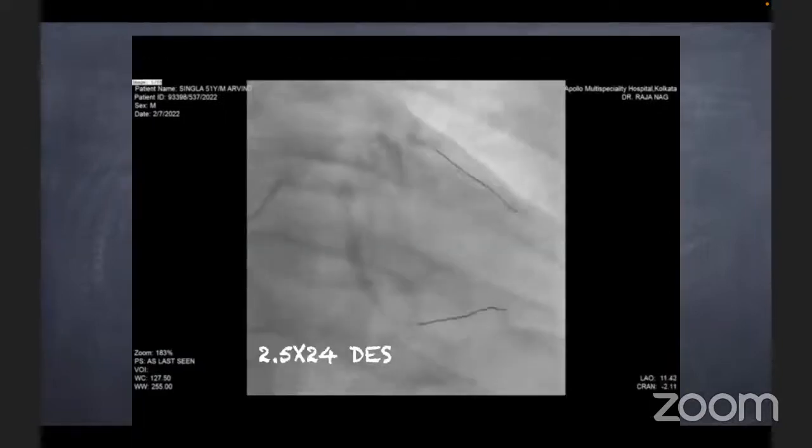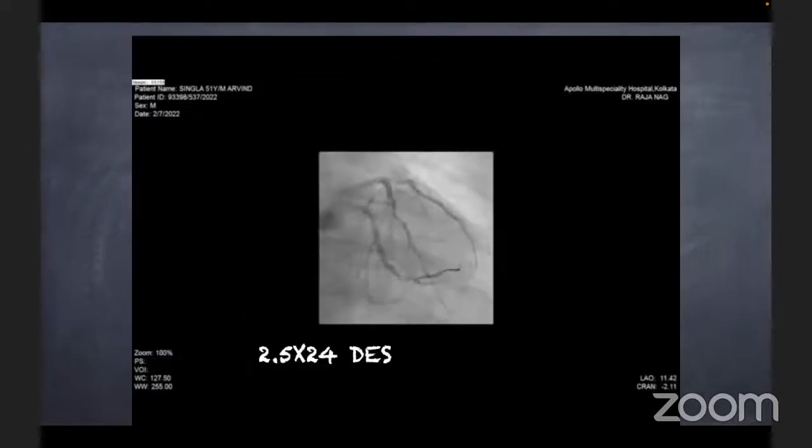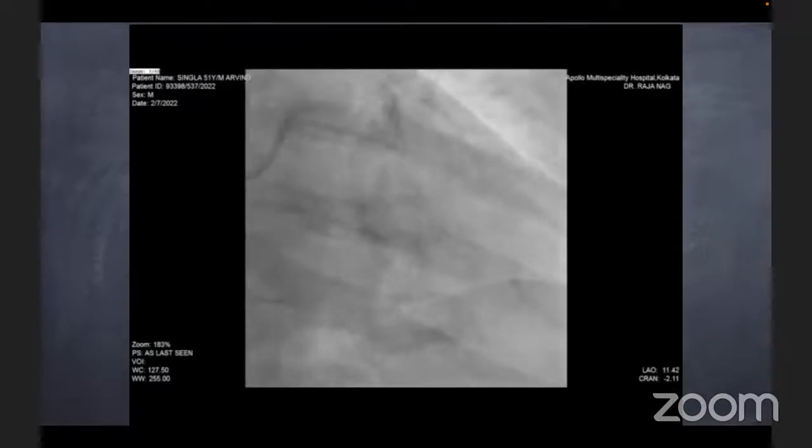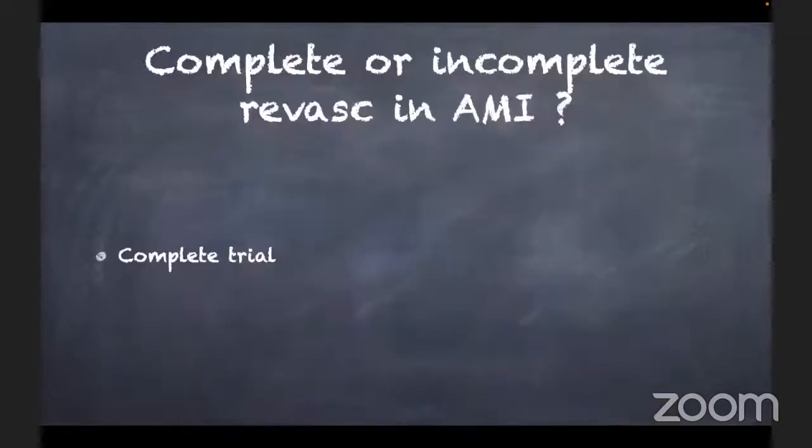So this was the RCA. For the sake of completion, I'm showing this. It was stented with a 4 into 16 drug-eluting stent, and the LCX was stented with a 2.5 into 24. So these were his final images.